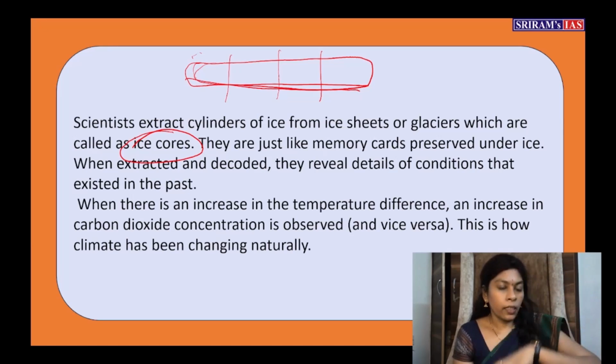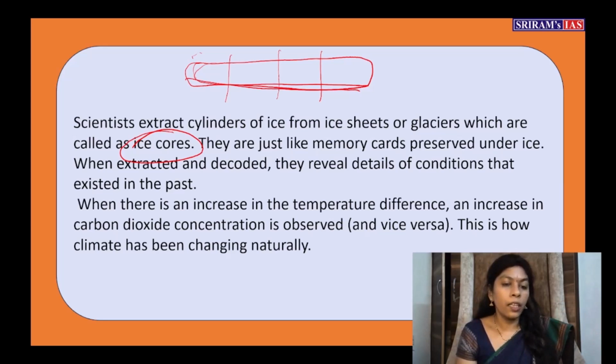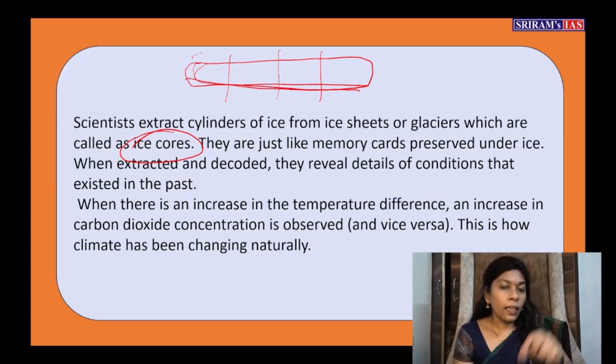Mainly this is helping scientists to study climate change related facts. When they extract this and decode it, a lot of information gets revealed about the past. This way they are studying the temperature differences, and even the concentration of various gases starting from carbon dioxide. Then they came to know that climate change is not a new fact, because whenever there is an increase in temperature, even a slight difference in temperature, carbon dioxide concentration starts to increase.